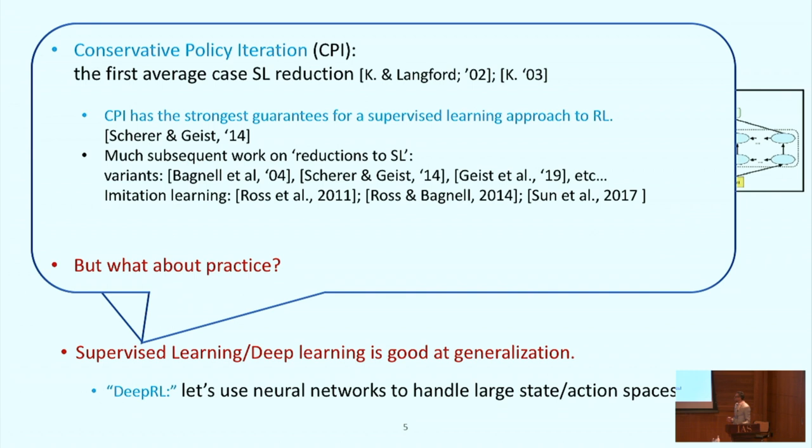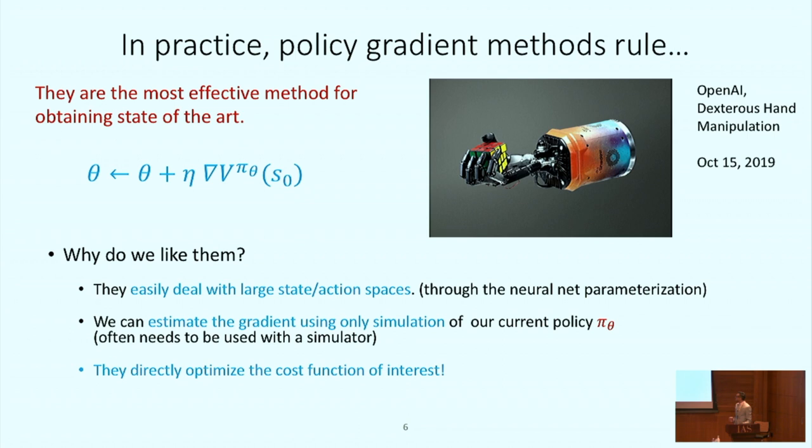But the real question here is, what do we do in practice? Because at least based on this earlier work, we do have some theory. It turns out it's the strongest theory when we have a supervised learning black box. There's reason to believe, at least in this setting, you can't get better results. But in practice, it's policy gradient methods all the way down. They're really the most effective method for state of the art.